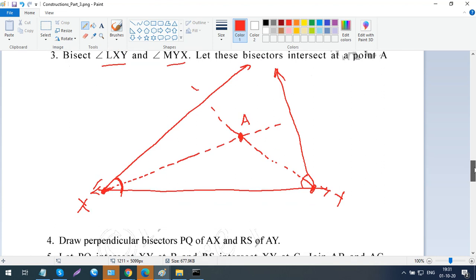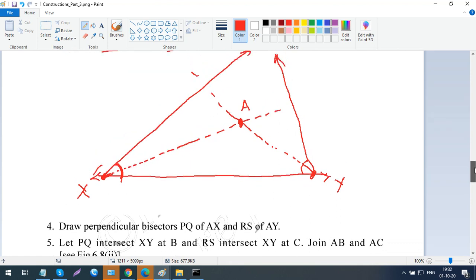All right, now what do you do? Draw perpendicular bisector PQ of AX and RS of AY. Now the lines which you have got, this line and this line, you have to draw a perpendicular bisector of these. So you know how to draw a perpendicular bisector.